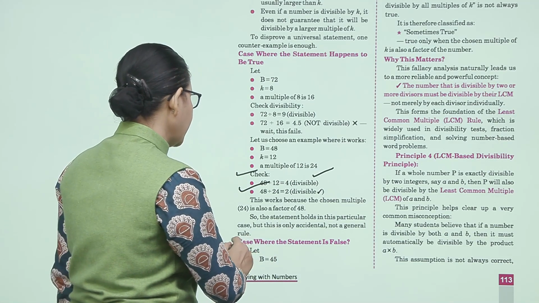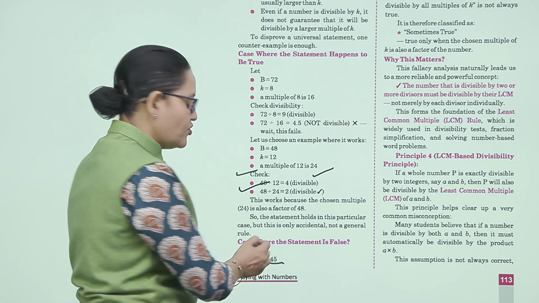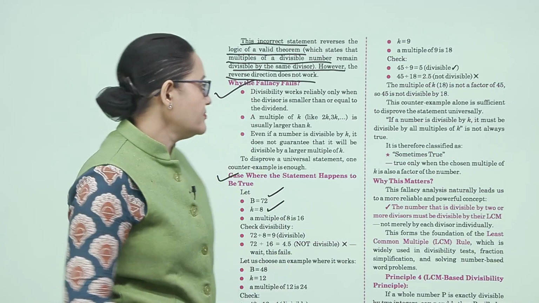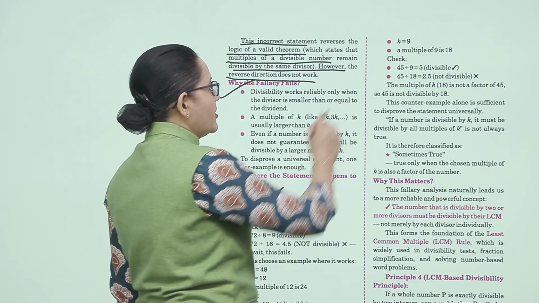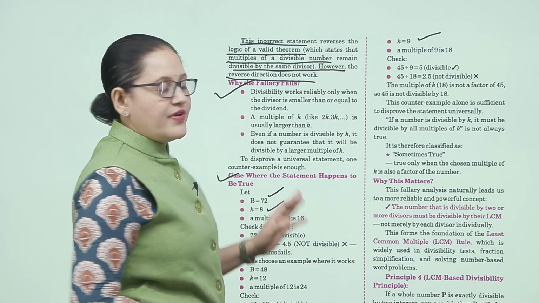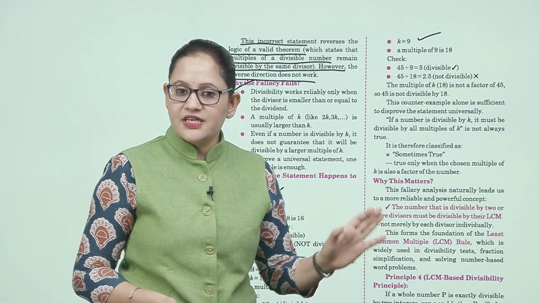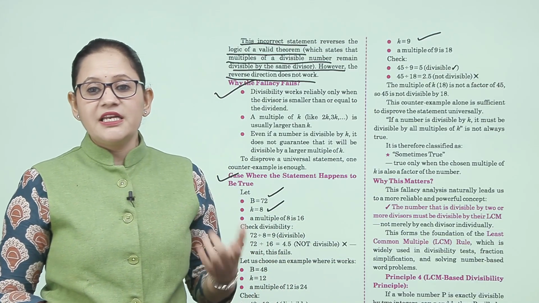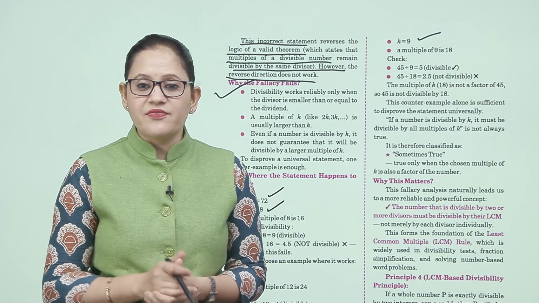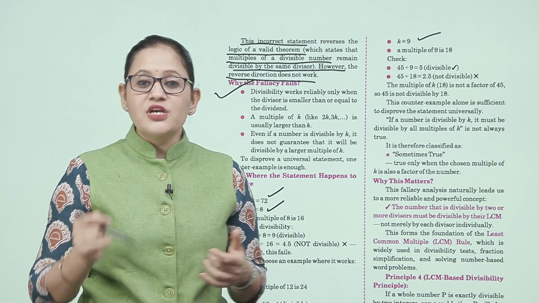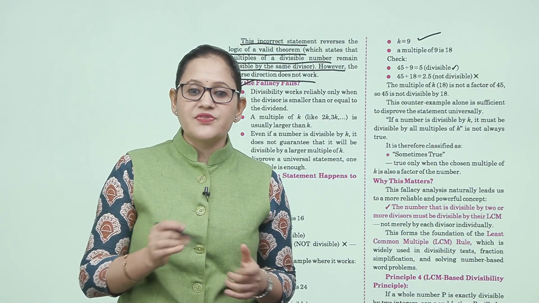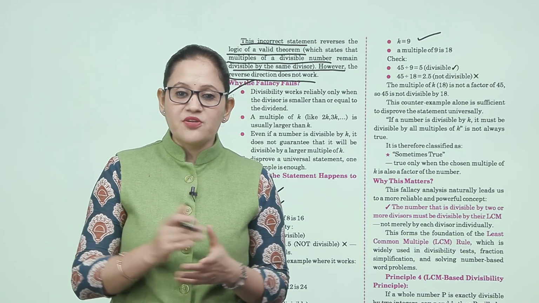Case where the statement is false. Let b equal 45. Now, k equals 9, the multiple of 9 is 18. 45 divided by 9 gives you 5, divisible. 45 divided by 18 gives you 2.5, that is not divisible. Thus, the multiple of k is not a factor of 45, so 45 is not divisible by 18. This counterexample alone is sufficient to disprove the statement universally.